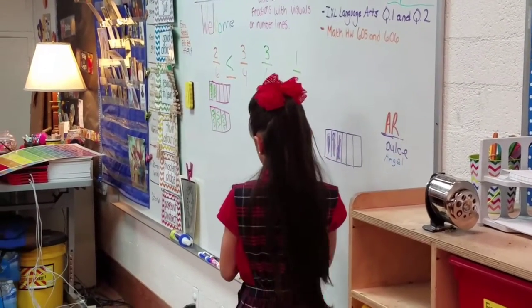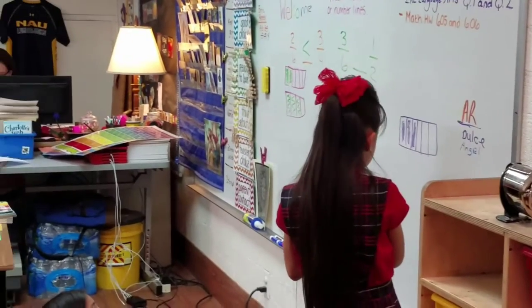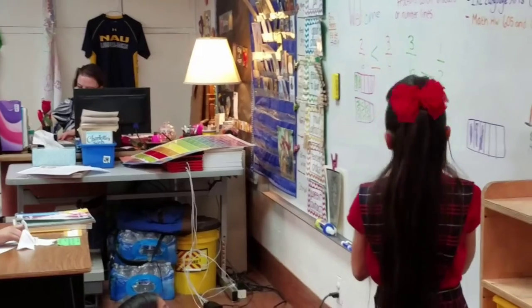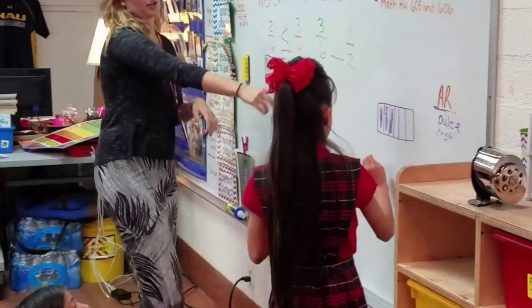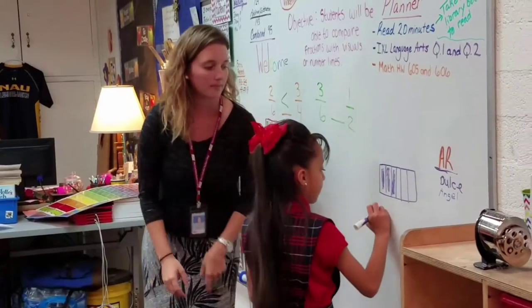She's going to make sure you're comparing. And then make sure you put a symbol in between those two fractions as well. So that's the first one. Can you do the second one too? And draw the second one right underneath it. Do it right underneath it so you can compare.